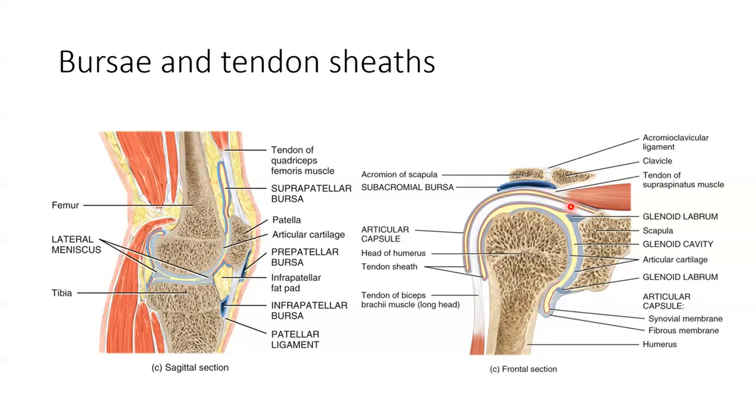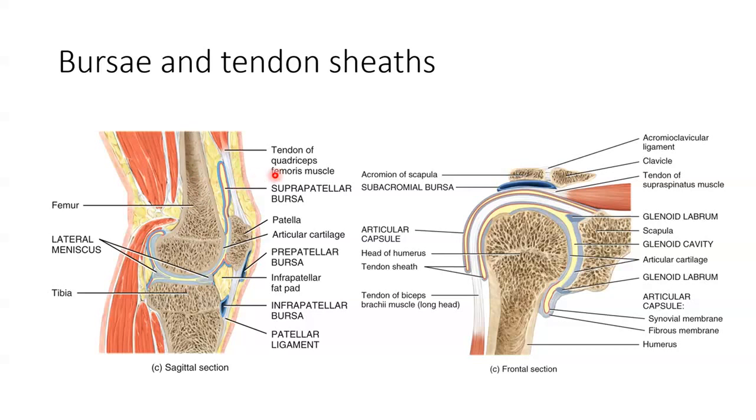Within some of our synovial joints, however, we have sac-like structures called bursa, which are strategically located to reduce this friction. So one example of a bursa is this suprapatellar bursa here. So you can see it's where we've got bone, and we've got the tendon of that quadricep muscle. So that bursa sits in here to stop the friction between these two structures.